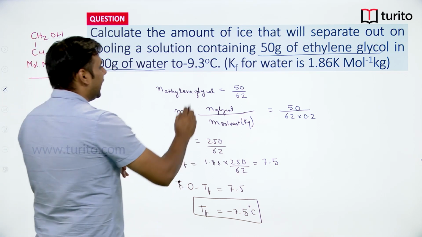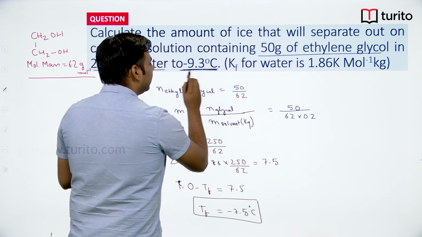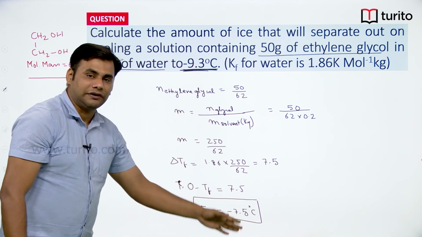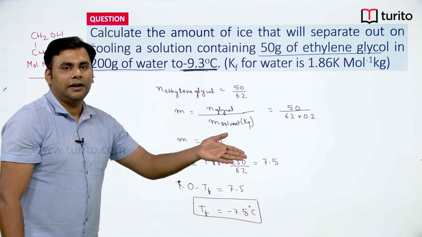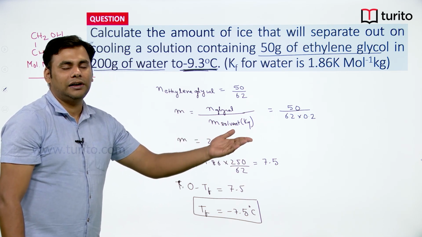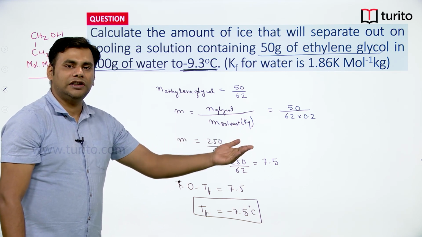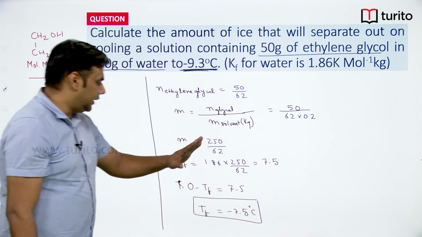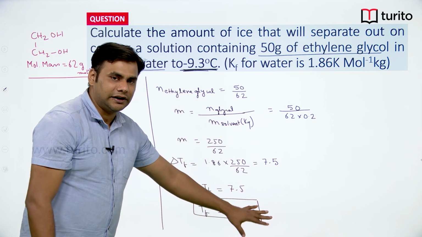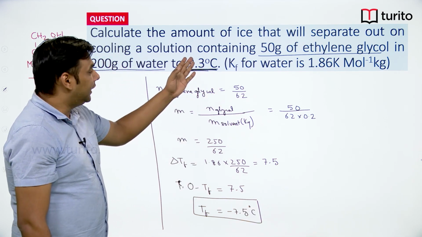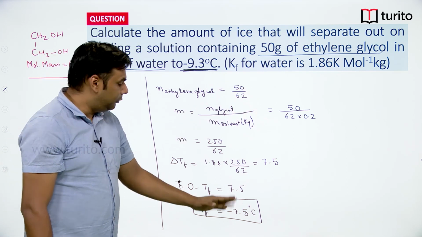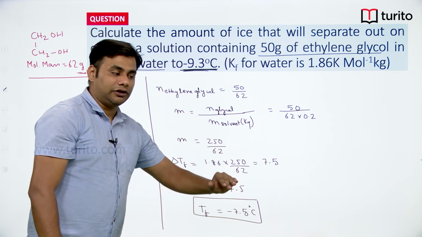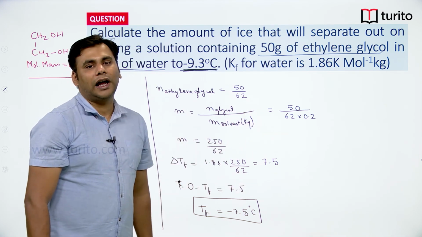Now we can clearly see that we have lowered the temperature below its freezing point. So it is very clear that some amount of water would definitely solidify, some water would change into ice. This is also clear to us now, because the freezing point of the solution is minus 7.5 degrees Celsius and we have decreased the temperature to minus 9.3 degrees Celsius. So we are below its freezing point, and some amount of water would solidify and separate as ice. That's what we have to calculate over here.